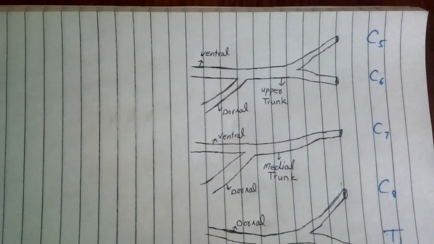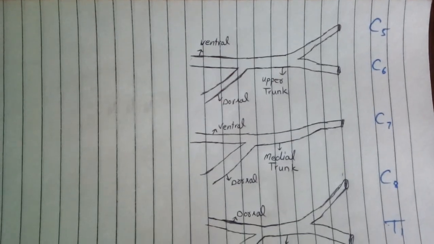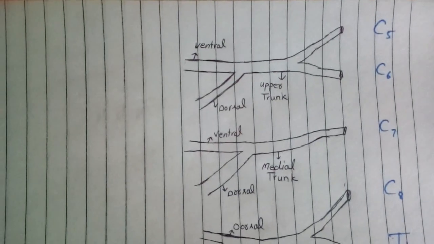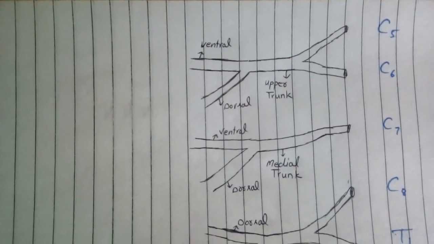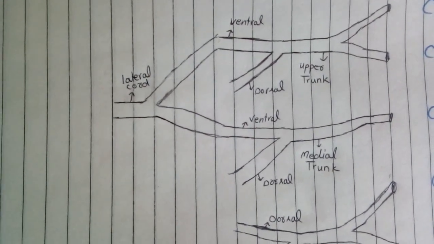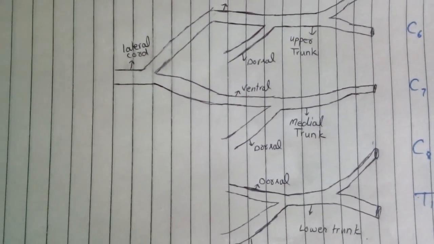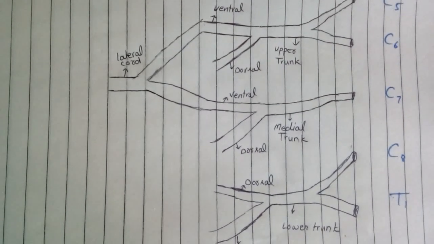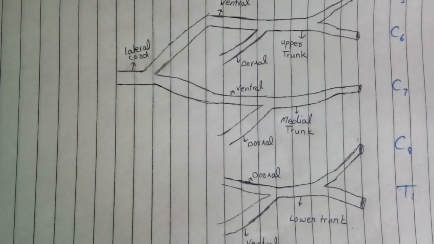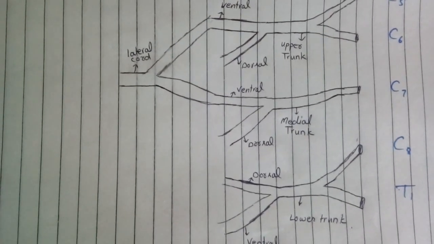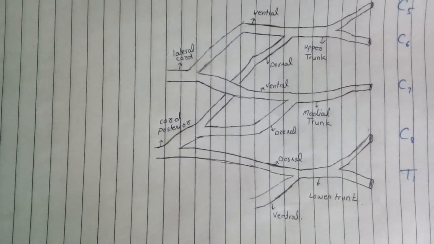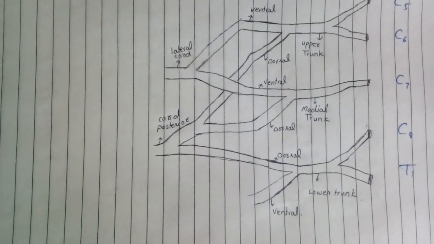The ventral branches, or the ventral divisions, of the upper and middle trunk give the lateral cord of the brachial plexus. In this way, the lateral cord is formed. Now, the dorsal divisions of the upper trunk, middle trunk and lower trunk join each other and give the posterior cord of the brachial plexus. Dorsal branches of these three trunks form the posterior cord.